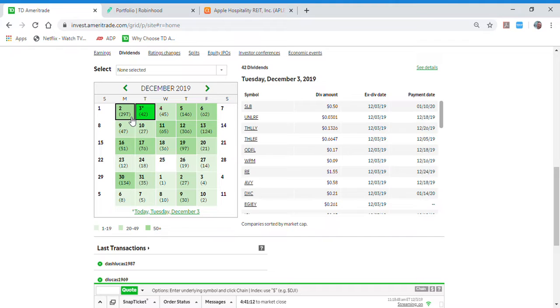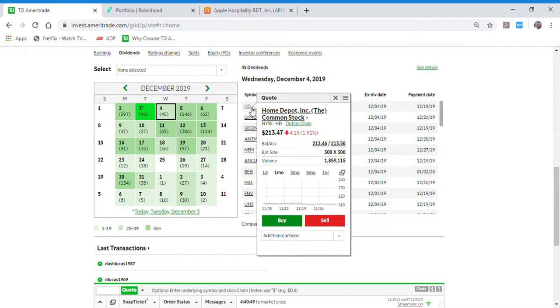What this does is this is going to tell you that on December the 4th, all these people are going into ex-dividend own-by date. So you have to own them prior to December the 4th, which we all know would be tomorrow. They also show you the payment date. Here's what's really cool. They show you the dividend amount. The very first one, guess who goes in? Home Depot goes into ex-dividend tomorrow.